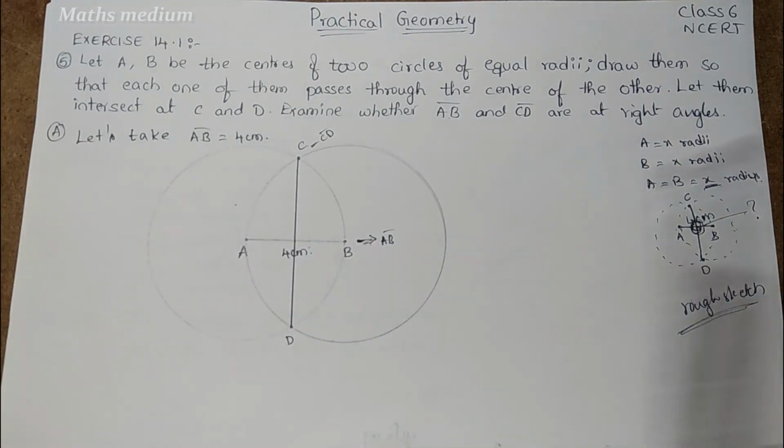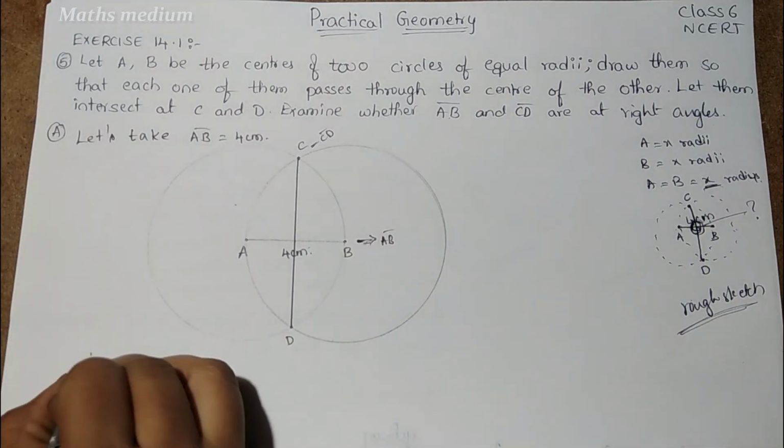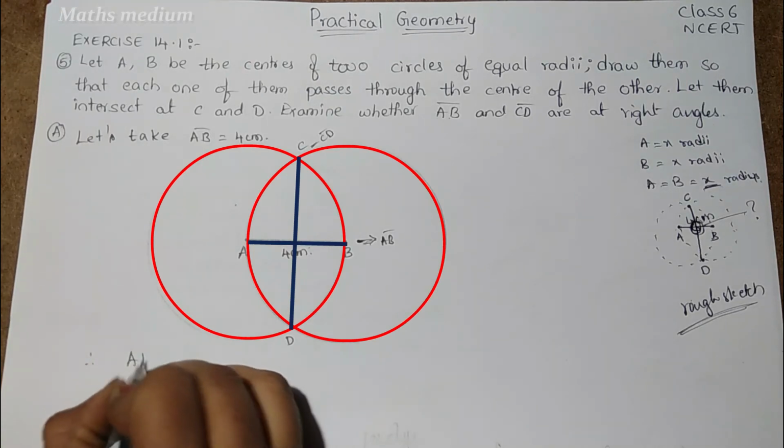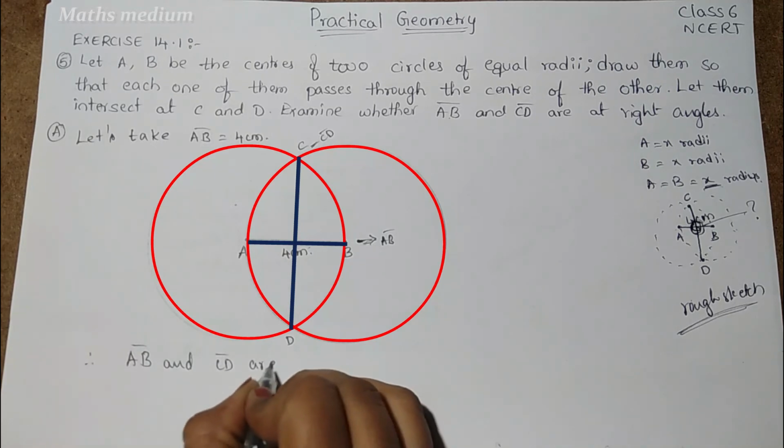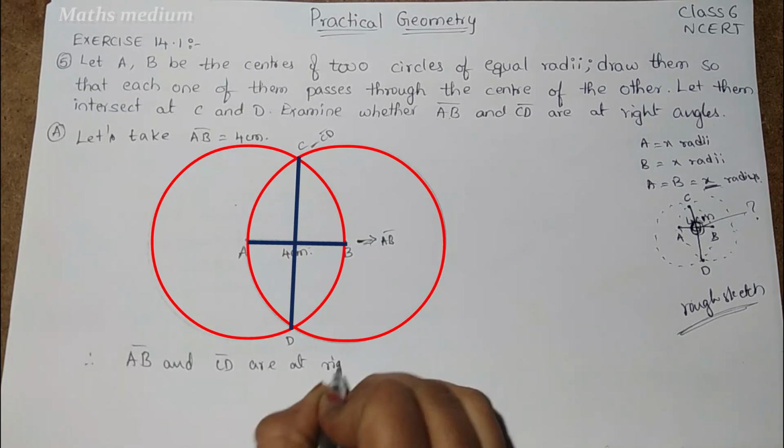So see, these two are right angles. Therefore, AB bar and CD bar are at right angles.